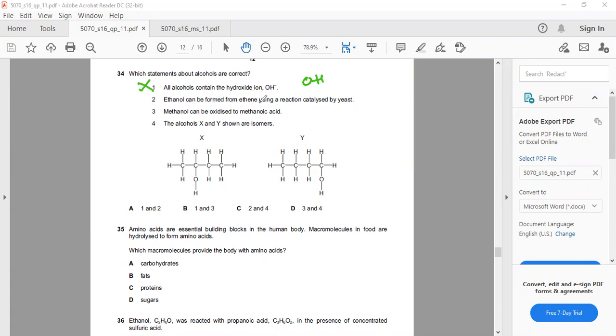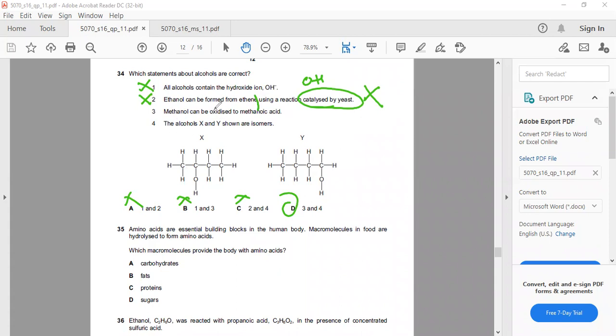Ethanol can be formed from ethene by uses of catalyzed by yeast. No. Up to here it is correct. Catalyzed by yeast is wrong. Then 1 and 2 options wrong. So 1 is wrong, then obviously D is the answer because 2 is here.